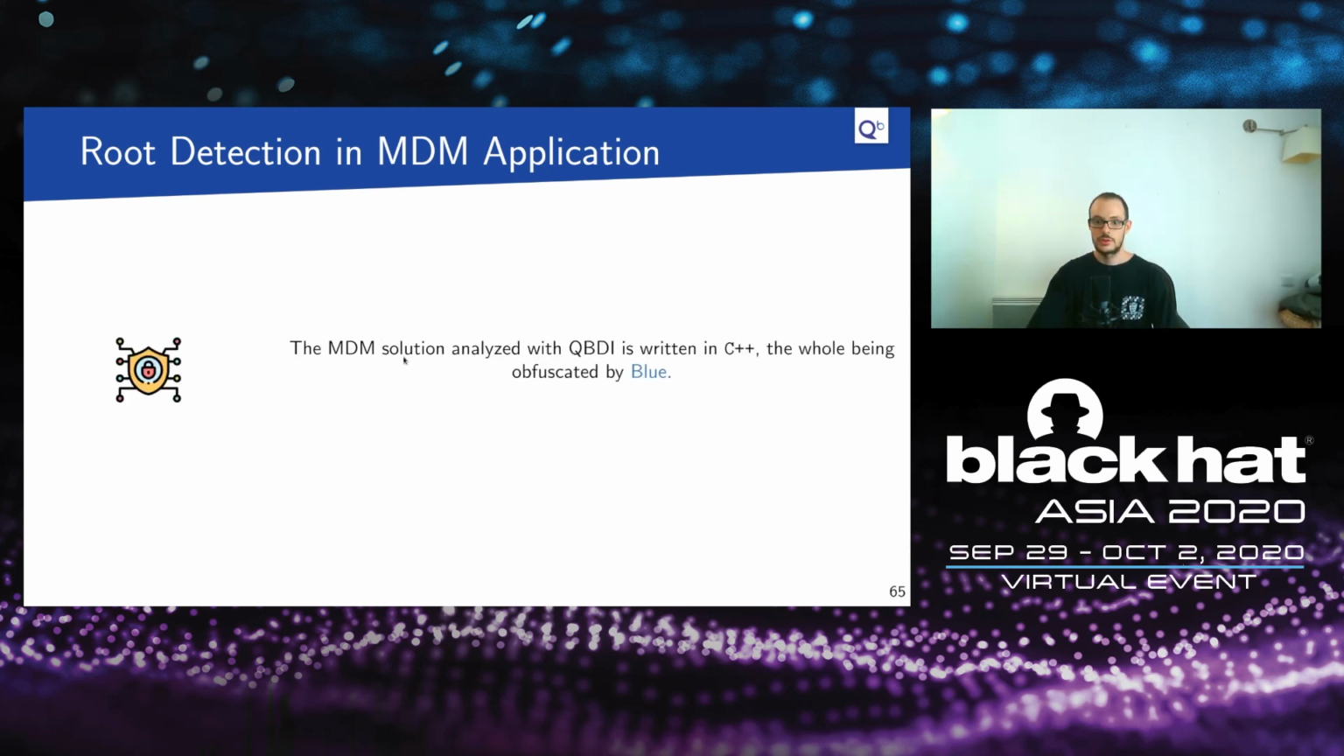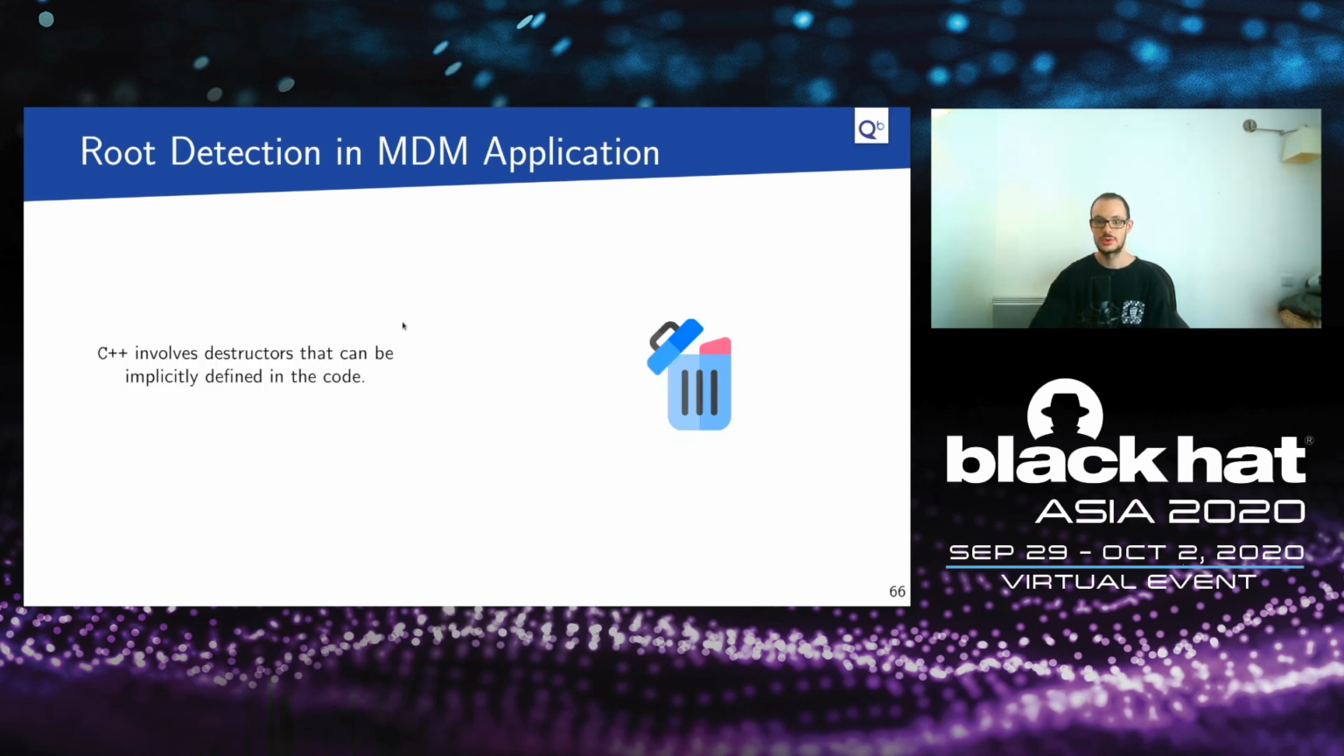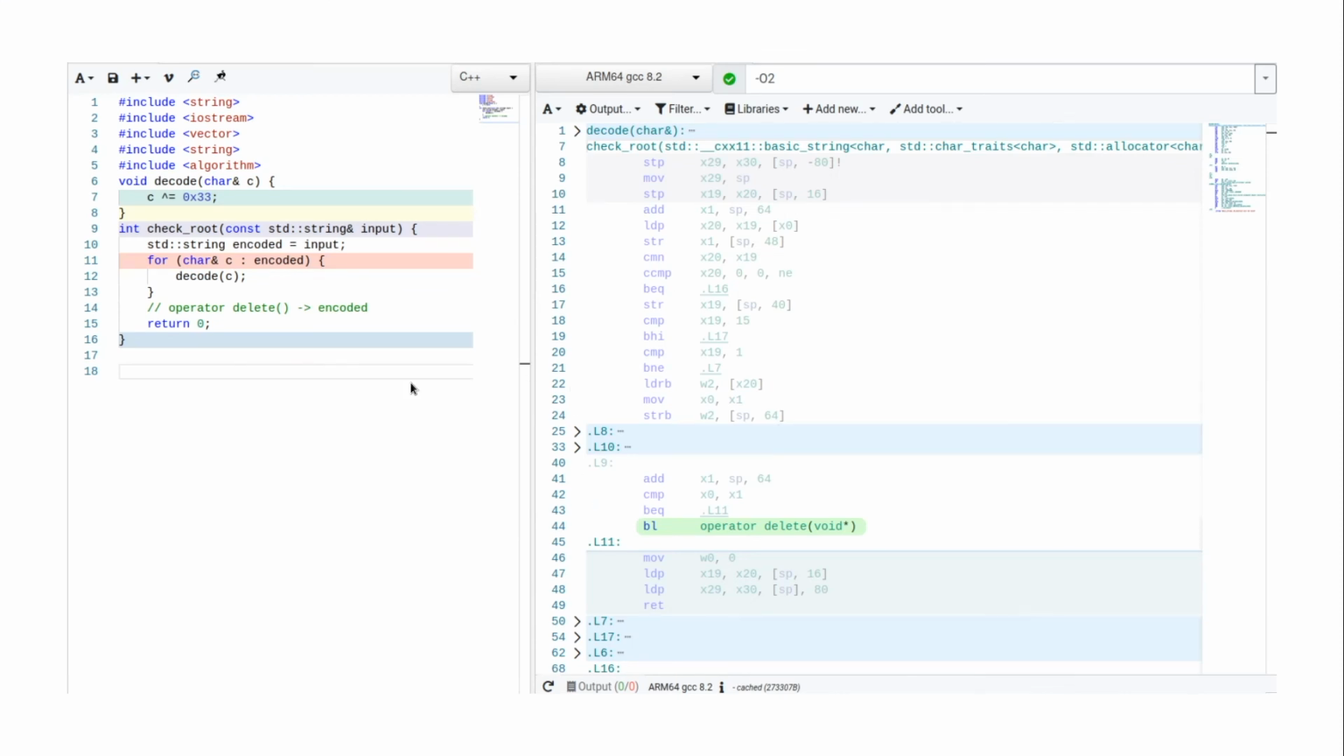The solutions that we analyzed were written in C++, and the strings were protected by the second obfuscator. One tricky point in C++ is that you can have implicit destructors. So let's consider this piece of code. Here you have a string object within the checkRoot function. Here you get a reference over all the characters located in the string. You are decoding the string with an XOR operation.